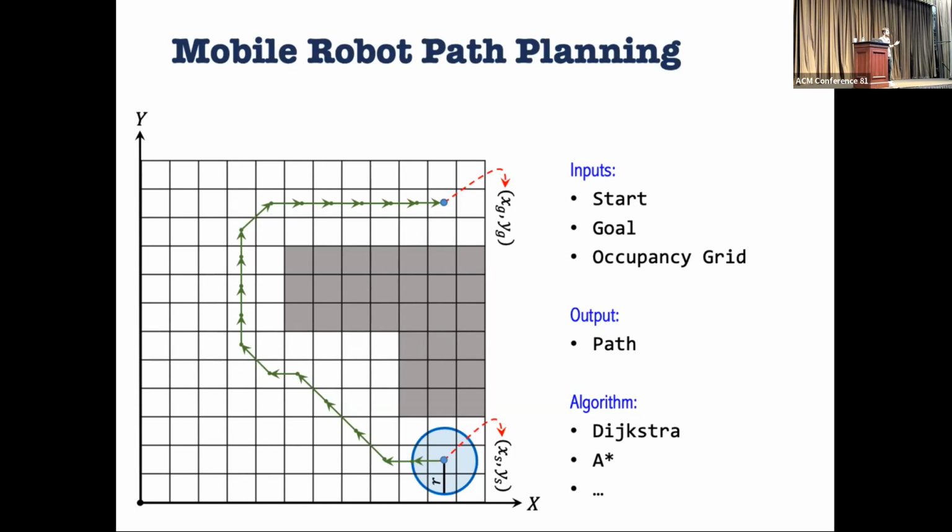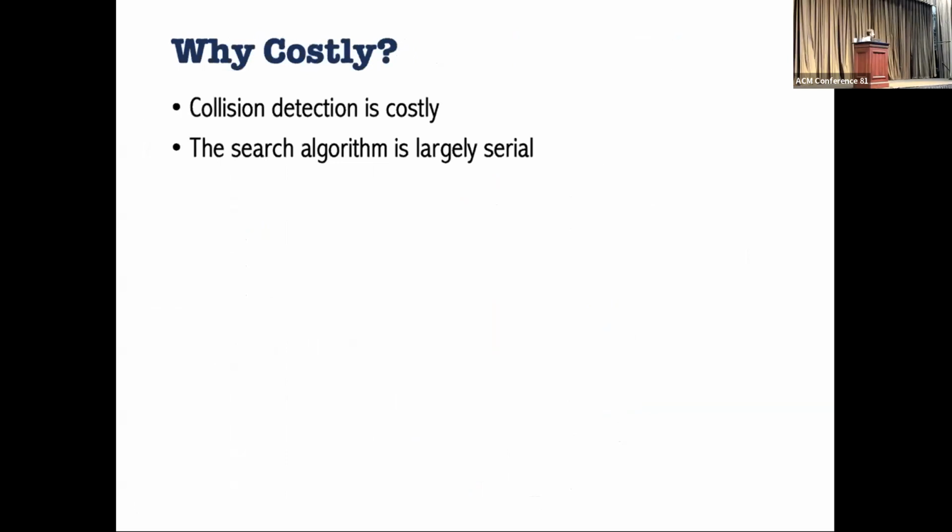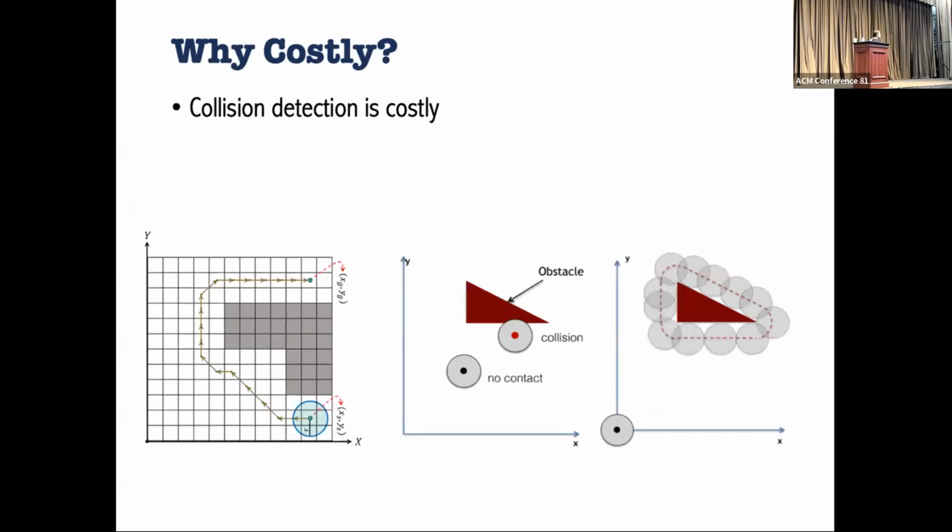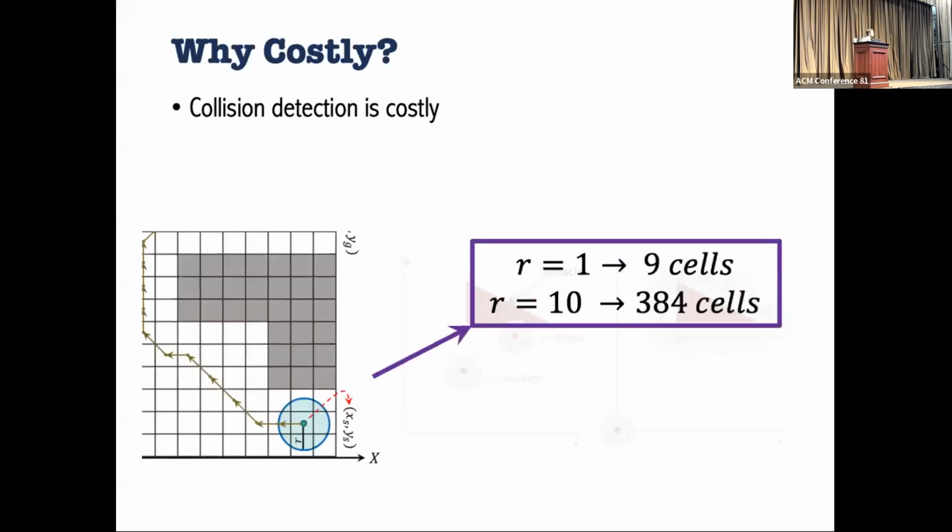And this all reduces to a graph search problem and is solved using graph search algorithms like A* or its variants and extensions. Path planning is costly, first because collision detection is costly, and second, the path search process is largely serial. Collision detection is costly because we have to check a lot of points in the environment to ensure that the robot would not collide with any of the obstacles. For example, when we want to check the collision status of a point for this robot, we have to check all those surrounding points for obstacles to ensure that the robot would not collide with any of them. And execution time can rapidly grow.